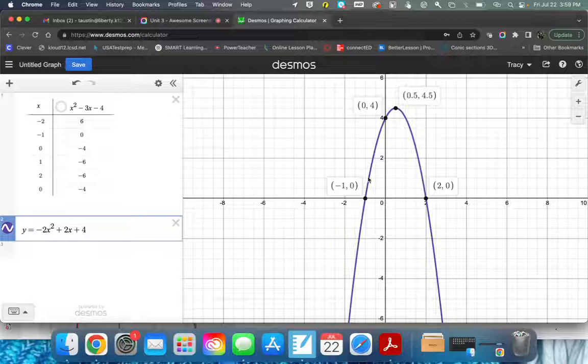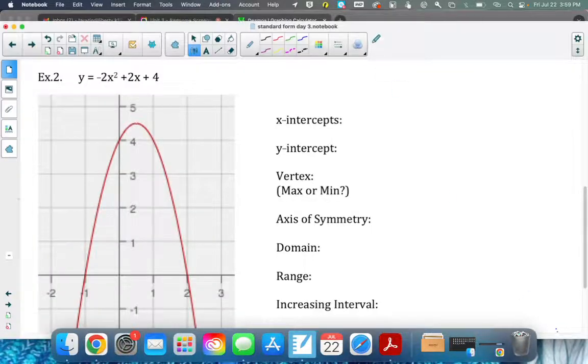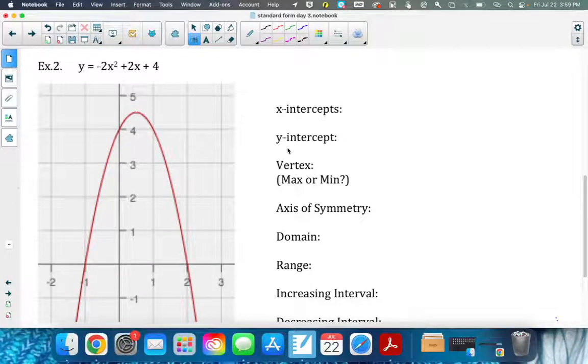And as you can see, when we're talking about it being upside down, this looks like the first big hill on a roller coaster, where first you're going up, increasing, and then you're coming down, decreasing. So let's go ahead and fill in all the pieces that we can pick out from this. Okay, so the x-intercepts should be -1 and +2. And I can see that on the graph here as well, -1 and +2. My y-intercept is at +4.